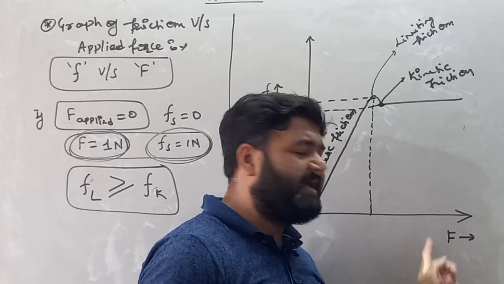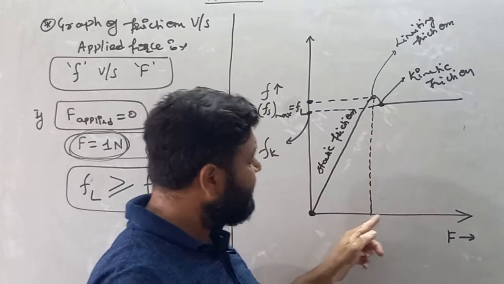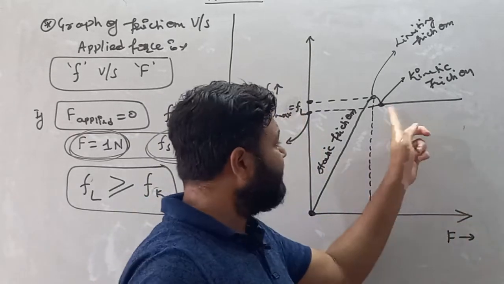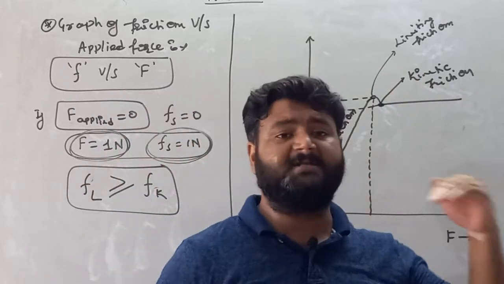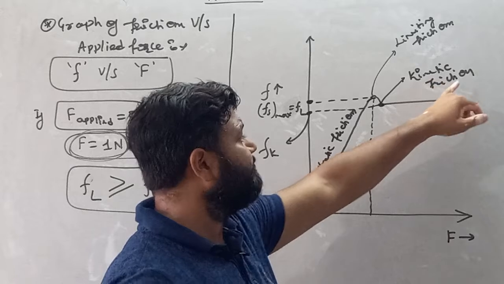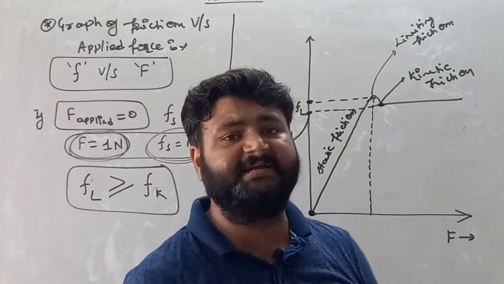On the x-axis we have applied force. So we'll say, if we change the applied force, the force of friction is not changing. Once the body is in motion, at that time the nature of friction is kinetic friction.